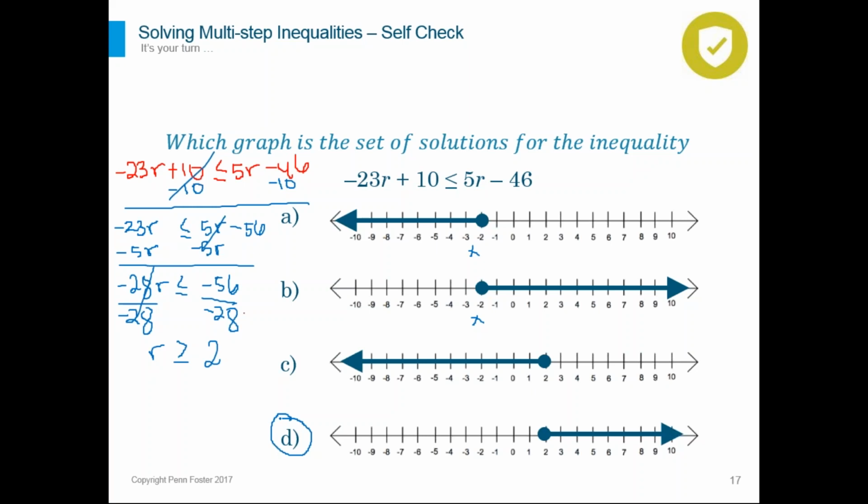Okay, I think this is the right answer. I had it originally as a different answer, but I decided to work out the problem on the spot with you just to make sure I have the right answer. I'm glad I did. The right answer is D.